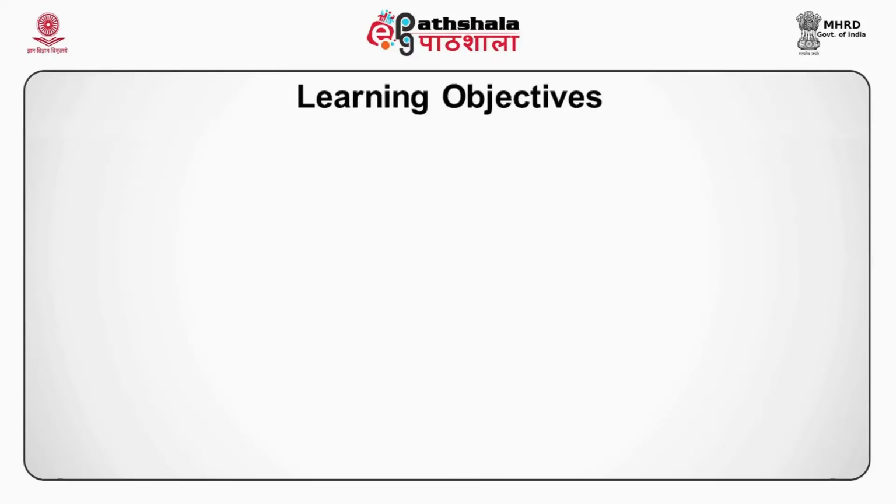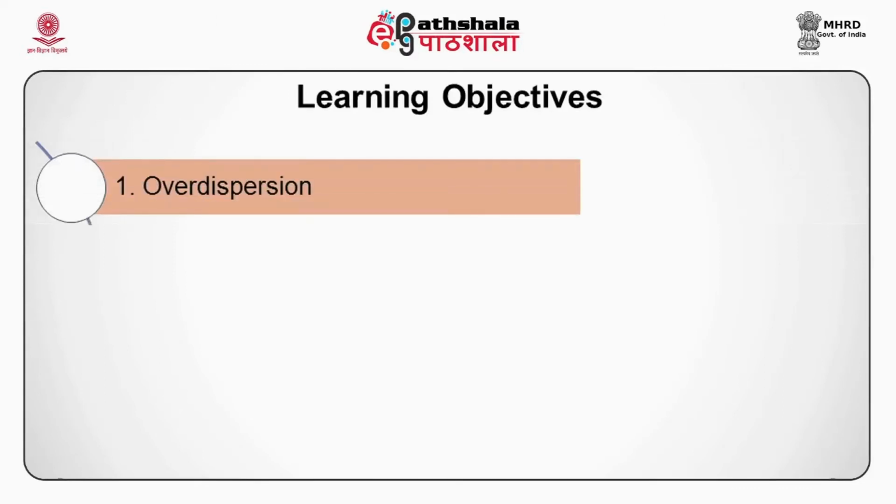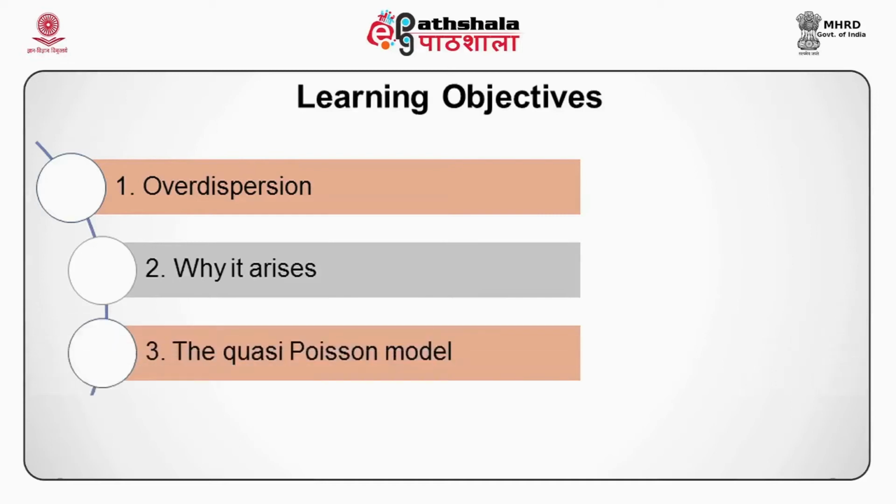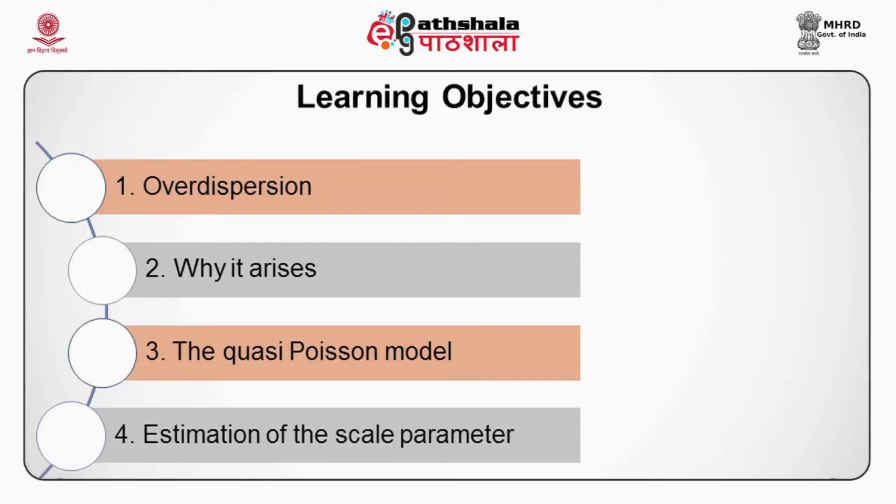We shall first define the concept of over-dispersion as also the related concept of under-dispersion. We shall look at some examples and see why such a phenomenon arises. Next, we shall move on specifically to the quasi-Poisson model and see how this arises as a special case of quasi-likelihood techniques. We shall look briefly at the quasi-likelihood techniques which lead to estimates of the regression parameters but not of the scale parameter. So our final learning objective is to consider estimation of the scale parameter.